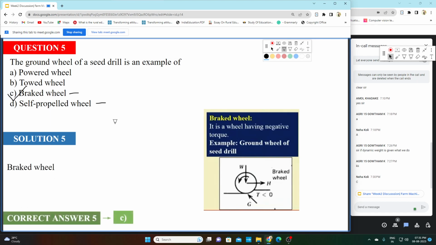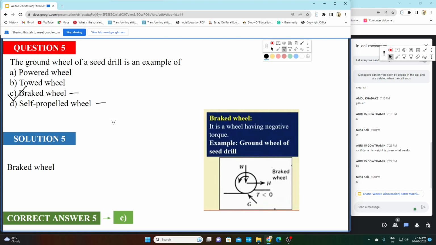And regarding self-propelled wheel, again I am repeating, there will be a torque, but there is no pull. The pull in case of a self-propelled wheel is zero. That is the characteristic of a self-propelled wheel. An example of a self-propelled wheel: the rear wheels of a bus, or rear wheels of a car, or rear wheels of any vehicle that is not pulling any implement. So is this question clear to all of you? Why is it not D? Why is it C?